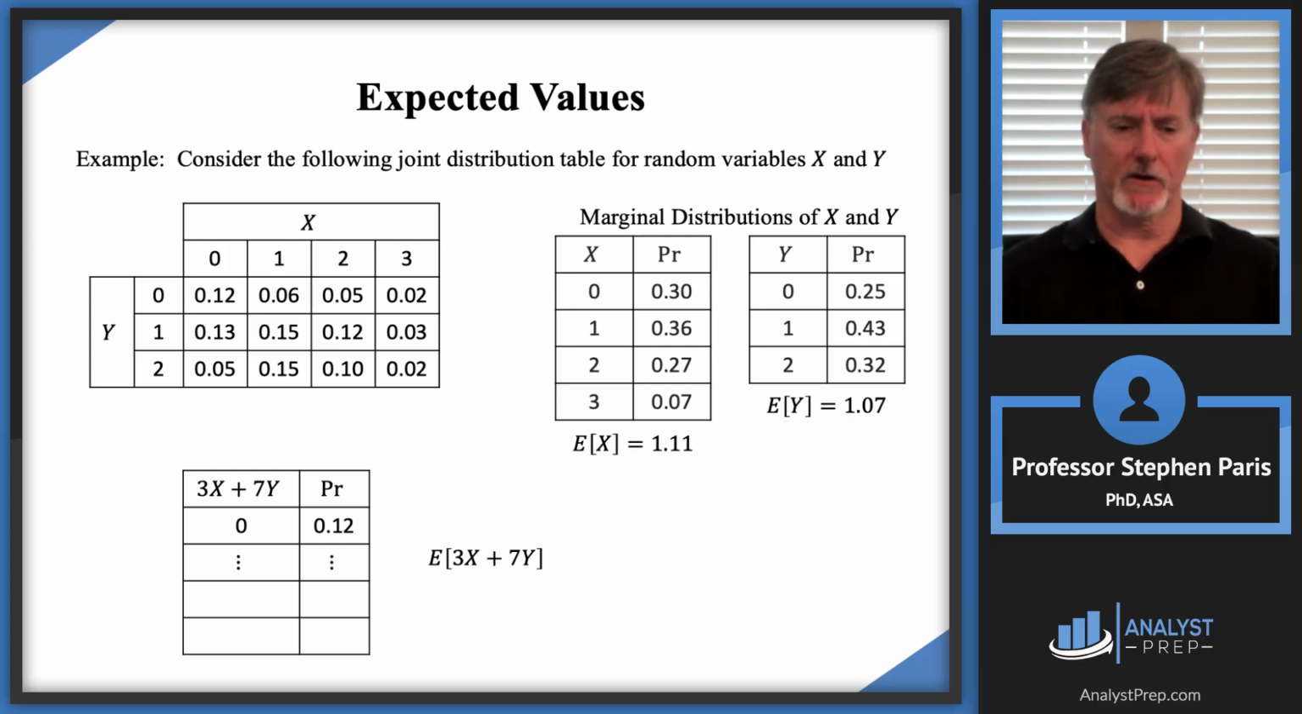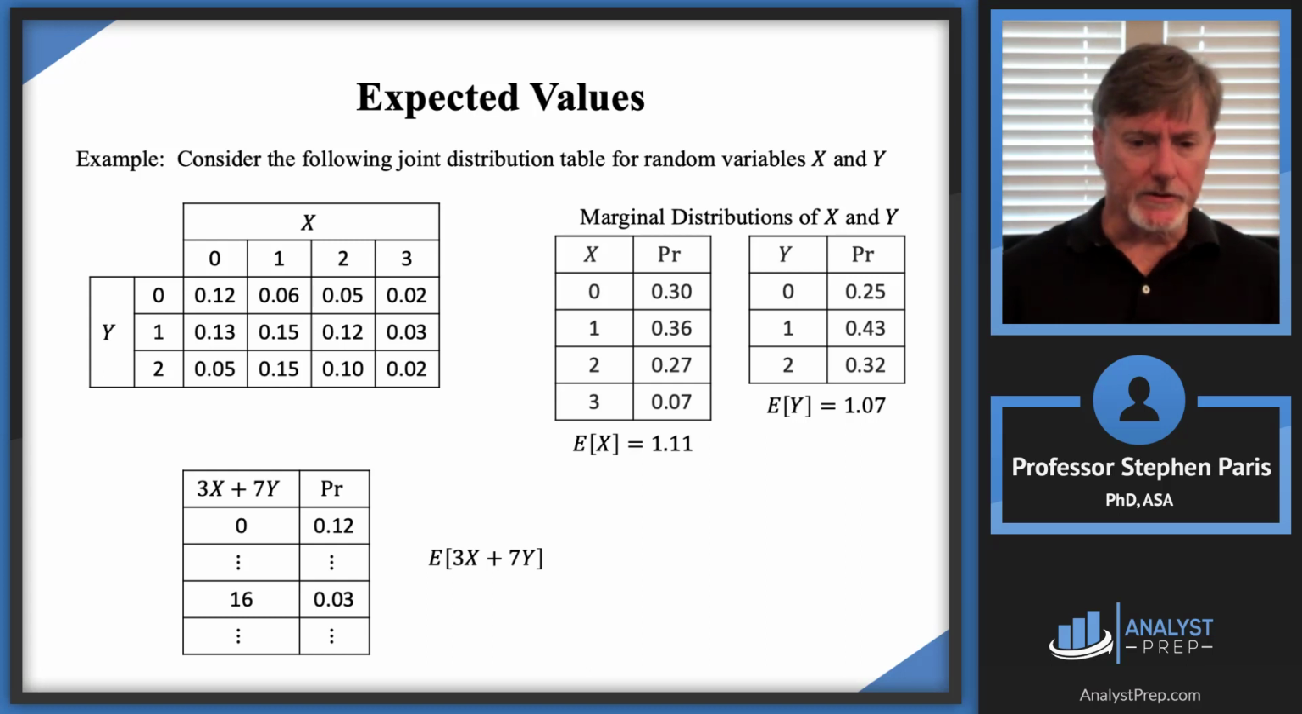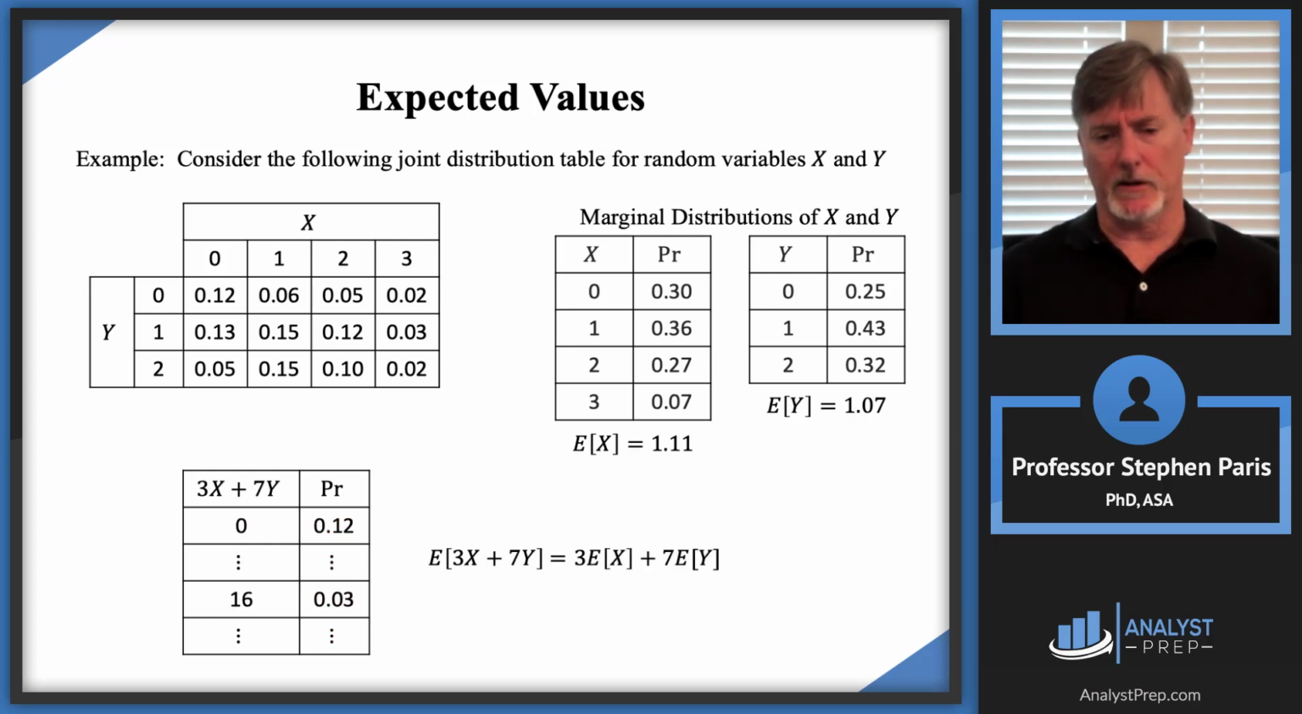There's a bunch of stuff that I'm leaving off here, but if we look at the situation where cap X is 3 and cap Y is 1, then 3 times 3 is 9, 7 times 1 is 7, so 9 plus 7 is 16. I'd get a value of 16 for the 3 times cap X plus 7 times cap Y, and that would occur with probability 0.03. And I just go through and you could fill out the entire table this way. And then to take the expected value, I would take the sum product of those values in the table.